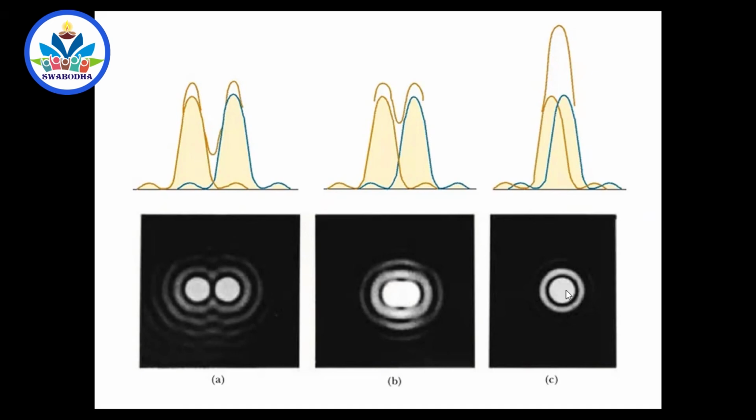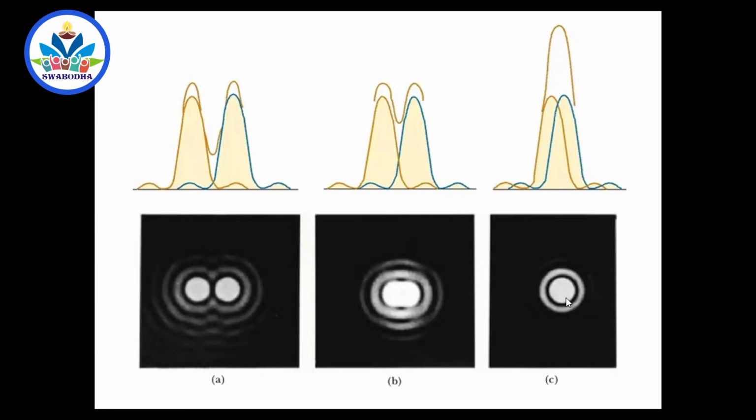Now, the question is, what happens here is an unresolved condition. What do you mean by unresolved? The two objects are seen as a single object, not resolved. Why is it so? Because you see, the central maxima of the two images are overlapping each other, and our eye feels that it is a single object, only a single maxima.